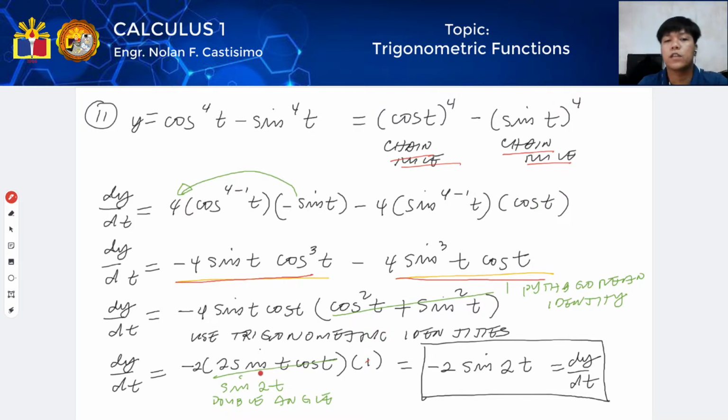Ilagay ko na cancel. So, 2 sine t cosine t can also be in trigonometric identity, which is called the double angle. Okay? So, yung 2 sine t cosine t ay equal na siya sa sine 2t na lang. So, assuming that we already have negative 2, sine 2t and 1, let's multiply them all, and our final answer is negative 2 sine 2t. Okay? So, dy over dt is equivalent to negative 2 sine 2t. Final answer. Okay? So, please review trigonometric identity.